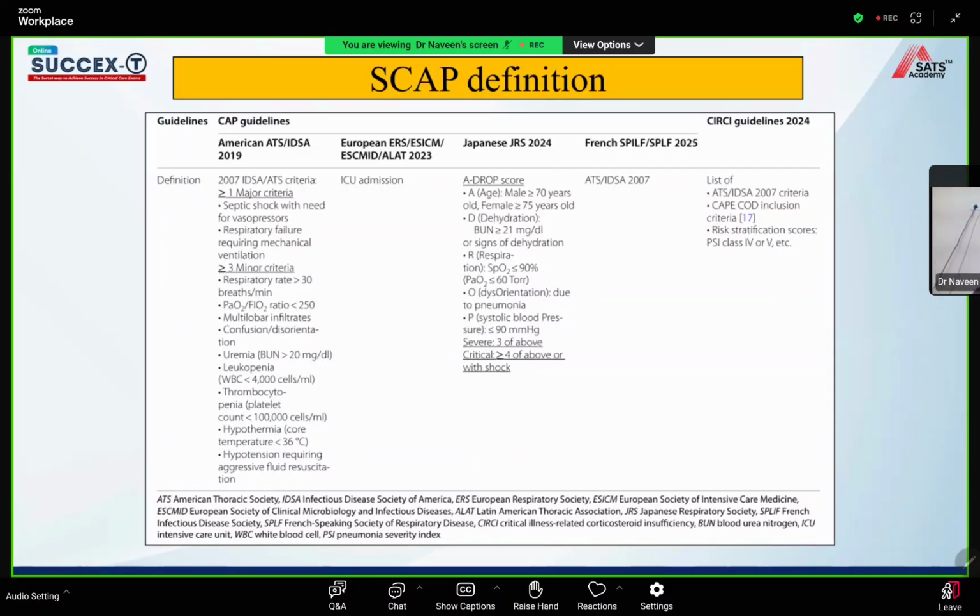Coming to the SCAP definition, what is the severe community-acquired pneumonia definition? There are guideline definitions. One is ATS/IDSA, which I already mentioned, whereas European guidelines suggest whichever patient needs an ICU admission comes under SCAP. I don't want to go into detail about the Japanese and French definitions, you can read them later.